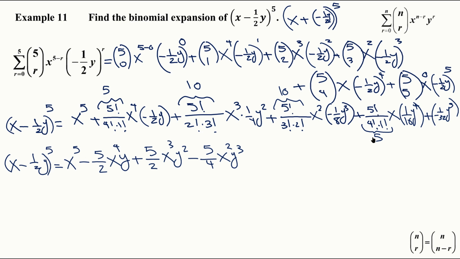For the next one, we have positive 5 times positive 1/16. So that's going to be plus 5/16 x y to the 4th. And finally, that's just going to be positive times negative is negative 1 over 32 y to the 5th. There it is. We have the expansion right there, and we are done with that.